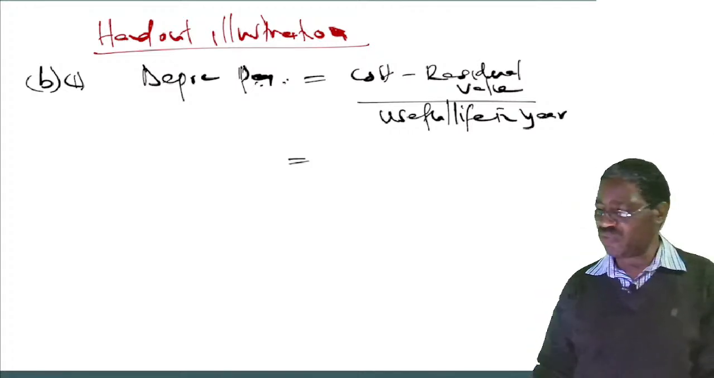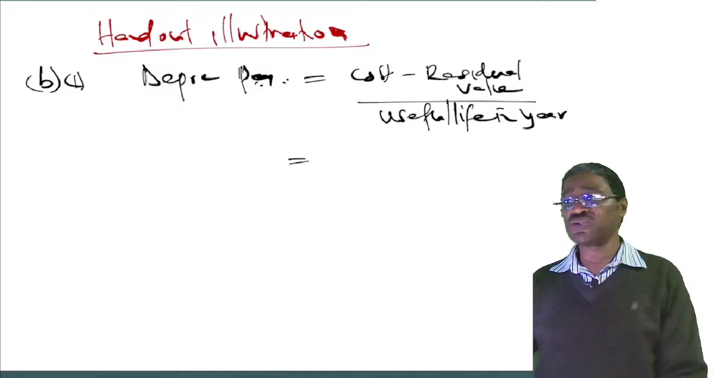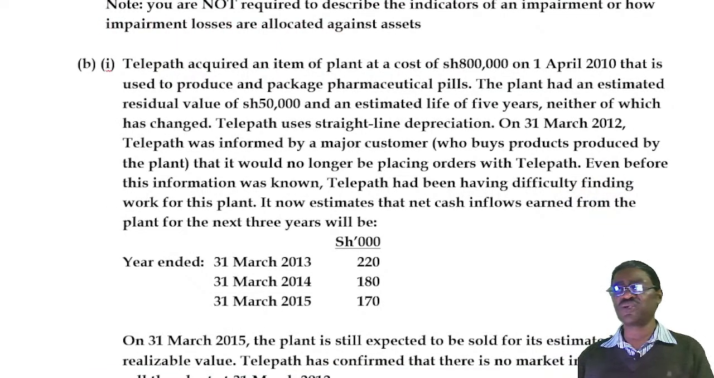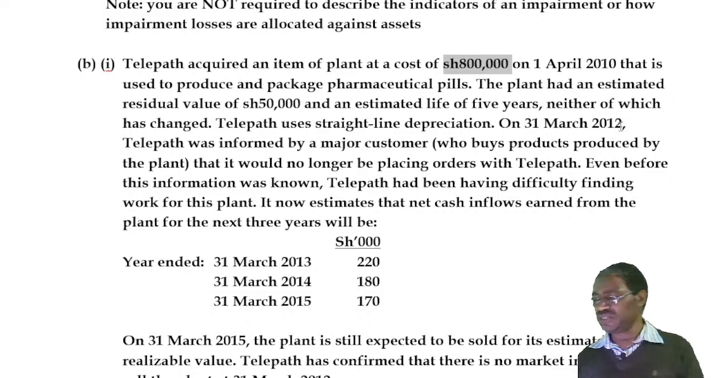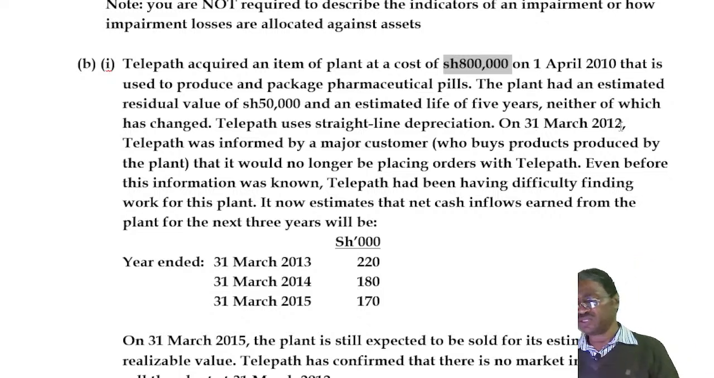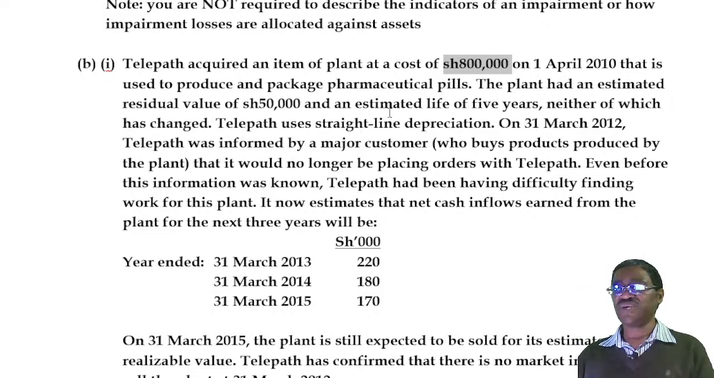So what is the cost of the asset? We go back to the question. The cost of the asset, we are told, when we acquired it, I hope you can see it there, was 800. That's what we are given as the cost of the asset. Then we are given the residual value here. That is 50,000. Of course, the estimated useful life we are given as 5 years.